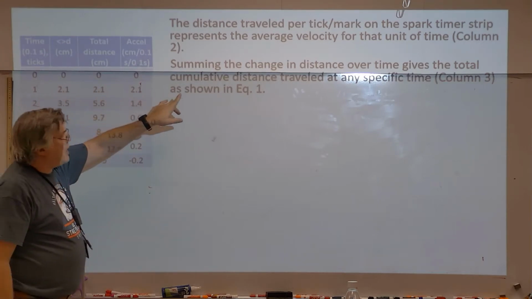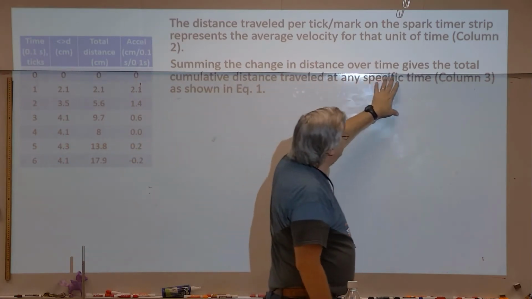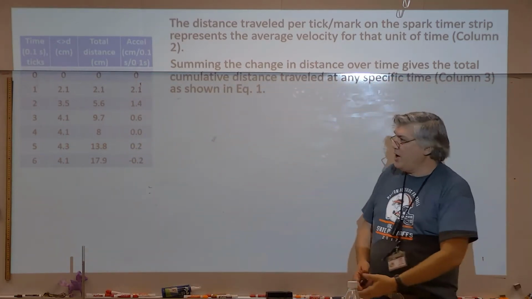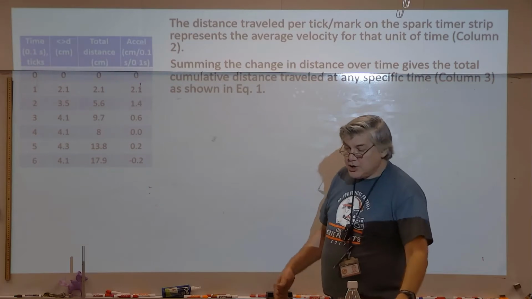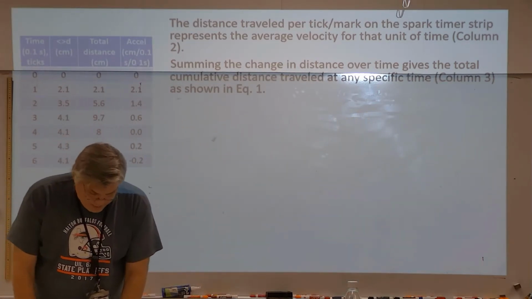Summing the change in distance over time gives us the total cumulative distance traveled at any specific time, column 3, as shown in equation 1. So, why am I writing all that stuff? Let me go back to experimental data.